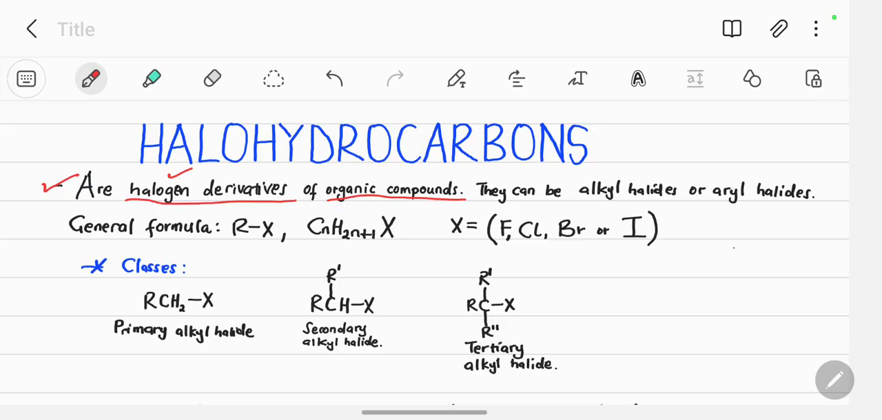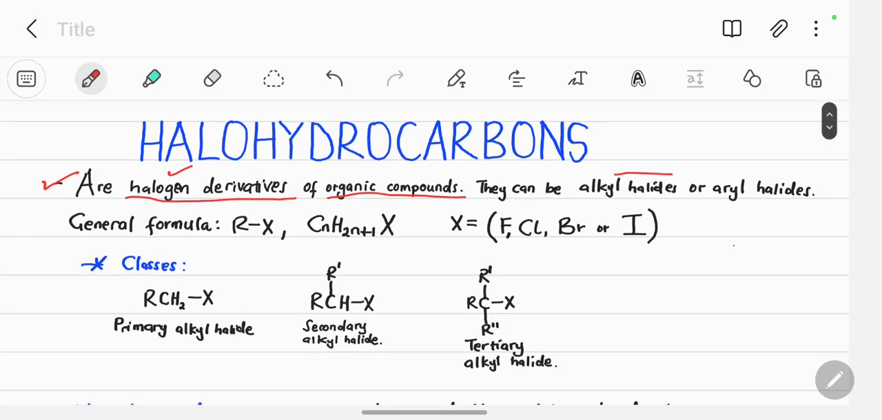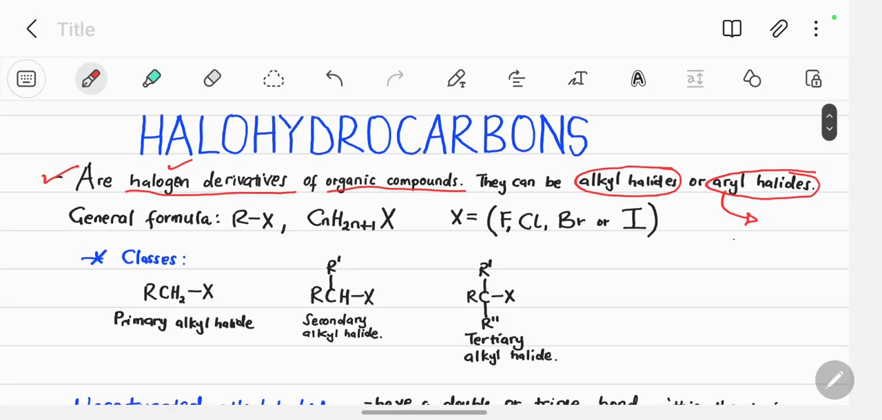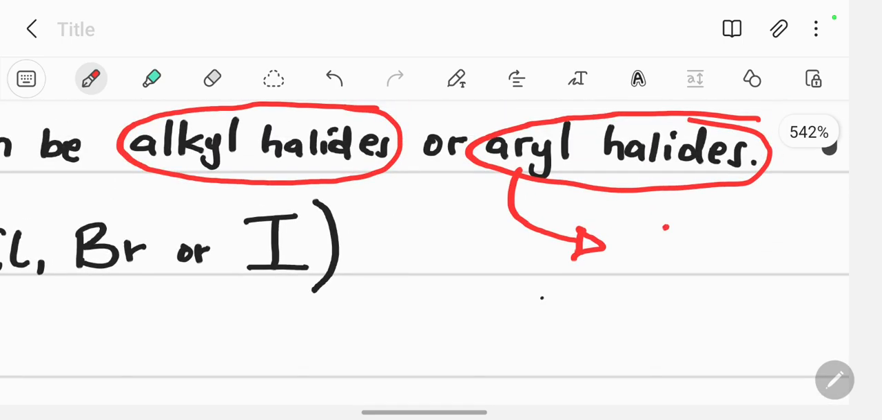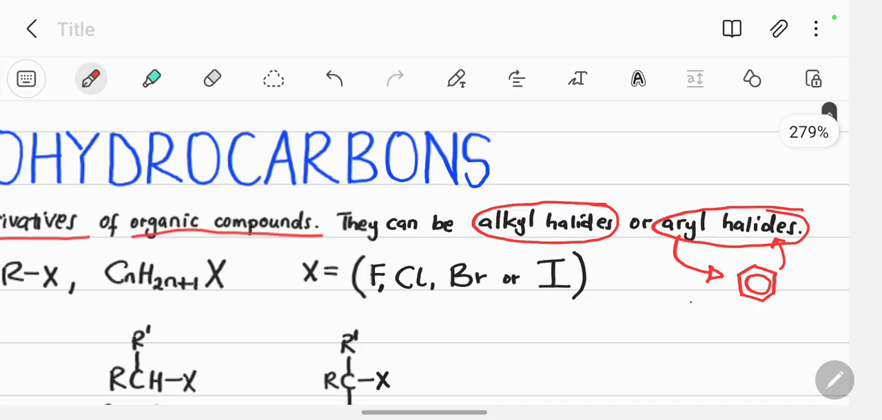They can be alkyl halides or aryl halides. So this aryl will indicate the presence of benzene. It's going to indicate the presence of a benzene ring directly bonded to the halogen there.